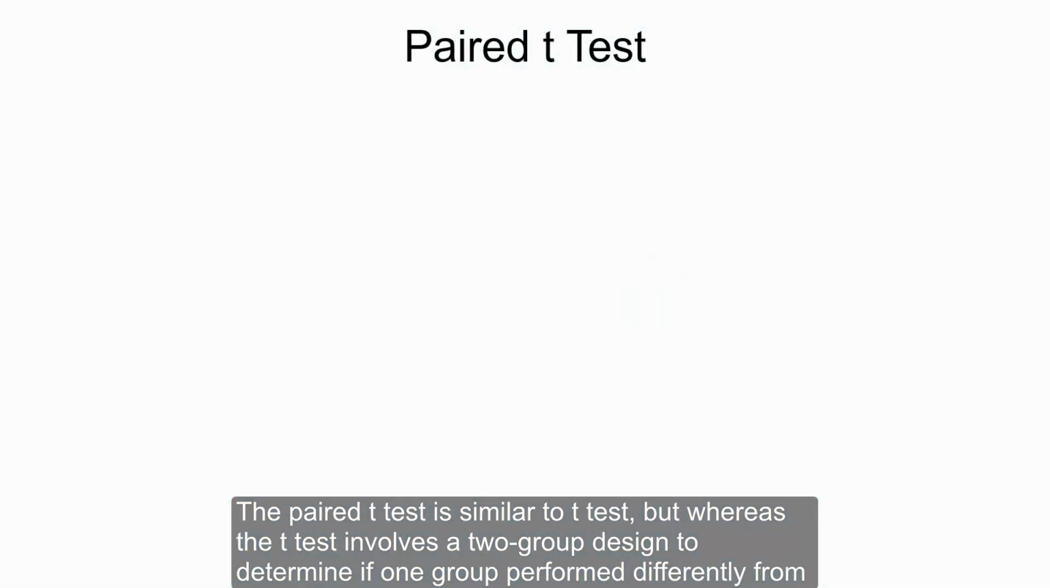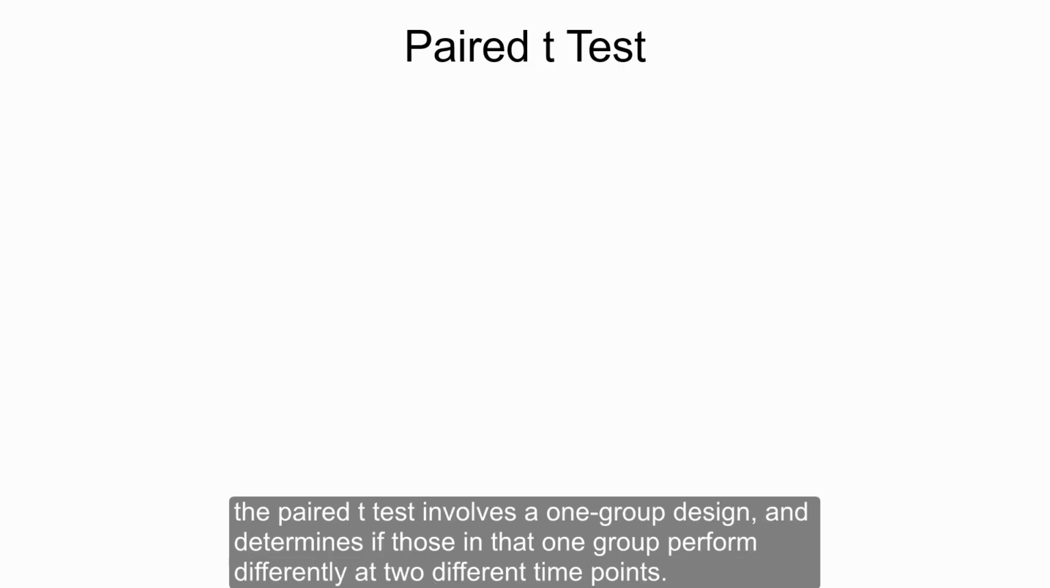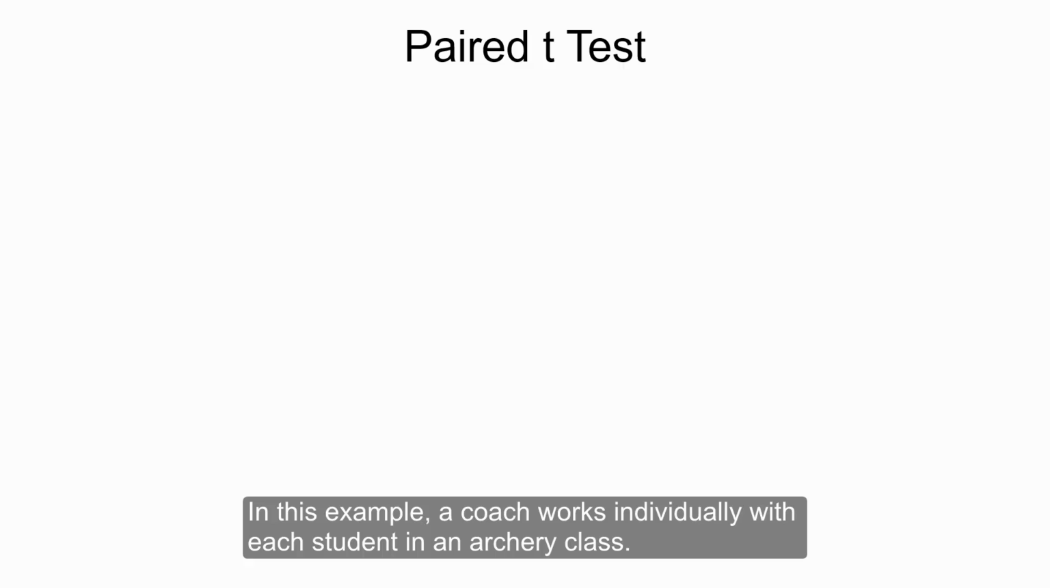The paired T-test is similar to the T-test. But whereas the T-test involves a two-group design to determine if one group performed differently from the other, the paired T-test involves a one-group design and determines if those in that one group performed differently at two different time points.